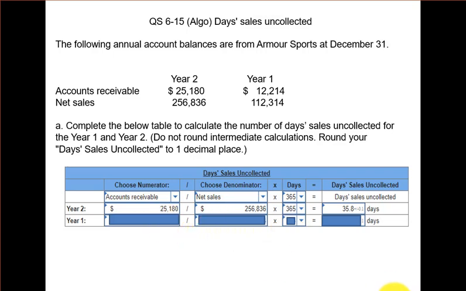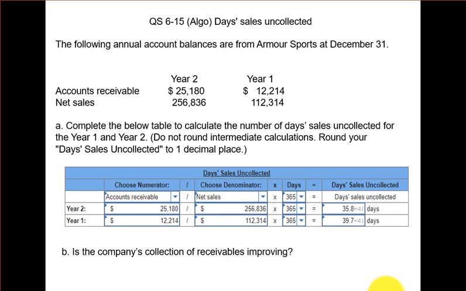Let's take a look at year 1. Year 1, 12,214 divided by 112,314. All that is then multiplied by 365 to get 39 days. So it looks to me like going from year 1 to year 2, things have gotten a little better, from 39 days sales uncollected to 35.8.